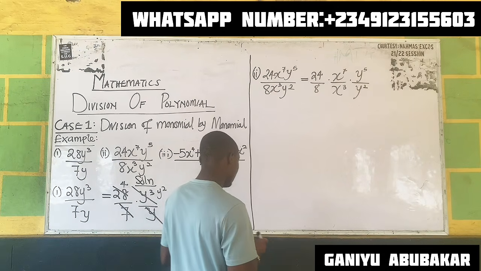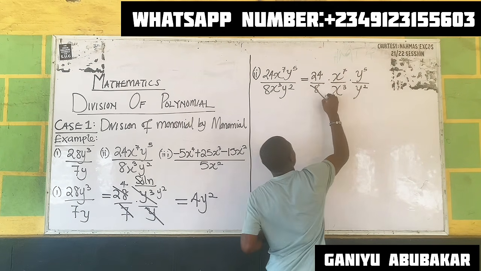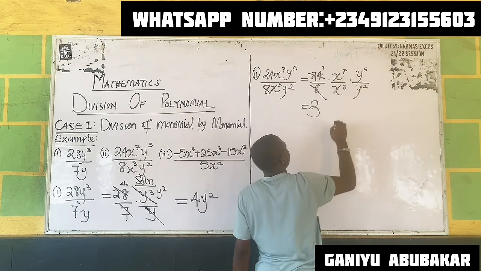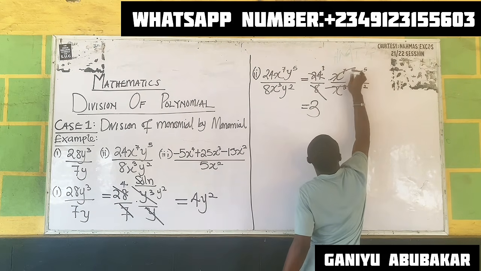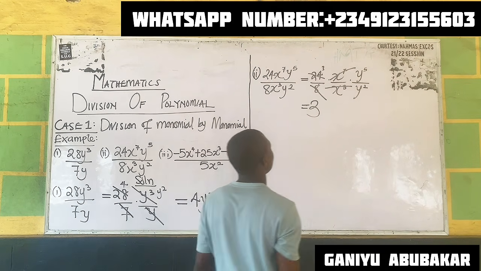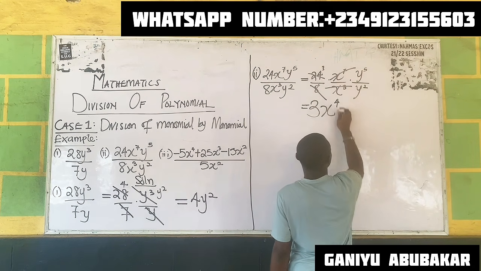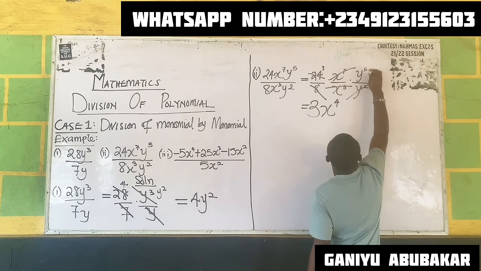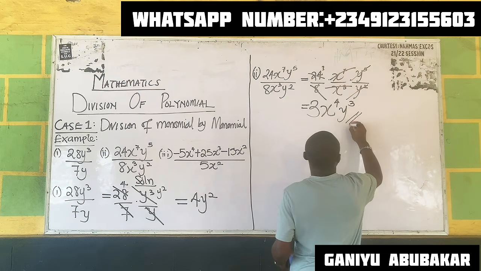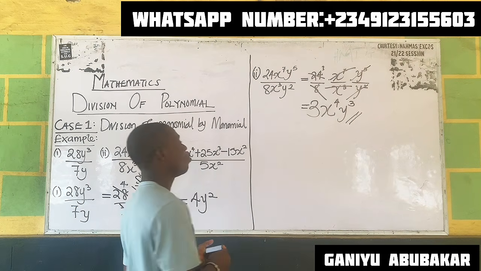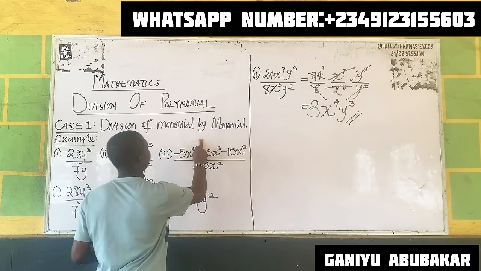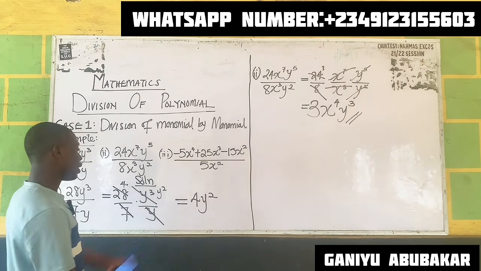We know fully well that 24 divided by 8 gives you 3. Now, x cubed will cancel against x to the power 7. How many is left here? That's 4. So I'll have x to the power of 4 left. If y squared cancels y to the power 5, I'll have y to the power of 3 left. So in this case, my answer is 3x to the power 4 y cubed. This is how you divide a monomial by a monomial. So this is how you solve this problem here.